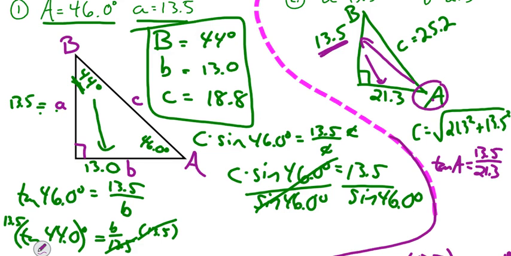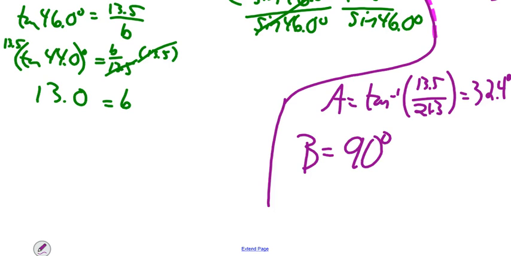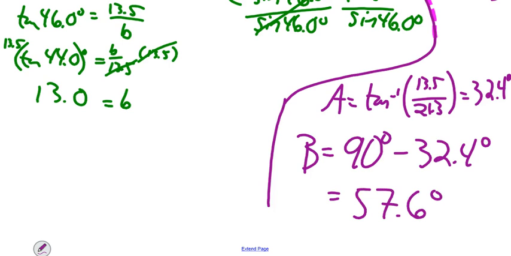Okay? So that gets me to the very last thing I'm asked to do, which is angle B. And angle B I can get, because I know there's 90 degrees left in a right triangle after the right angle, by subtracting 32.4 from 90 degrees, which should be 57.6. Is that right? 57.6 degrees.